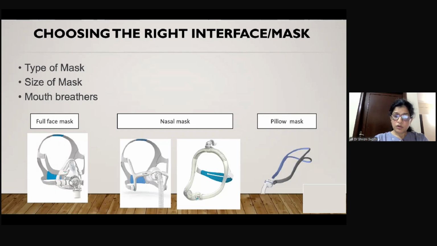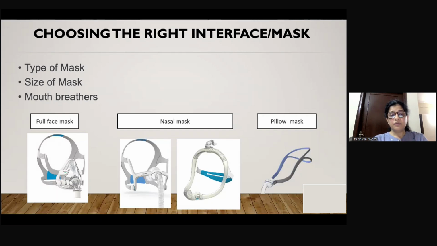So there are people who are claustrophobic and are mouth breathers. Maybe you could just use a nasal mask or a nasal pillow with a chin strap for these patients. And that is how you work around. So it's extremely important that when the patient is about to undergo a titration study, the technician or the doctor spends some time with the patient and makes sure that the size is adequate, appropriate, and also that it is comfortable for the patient.